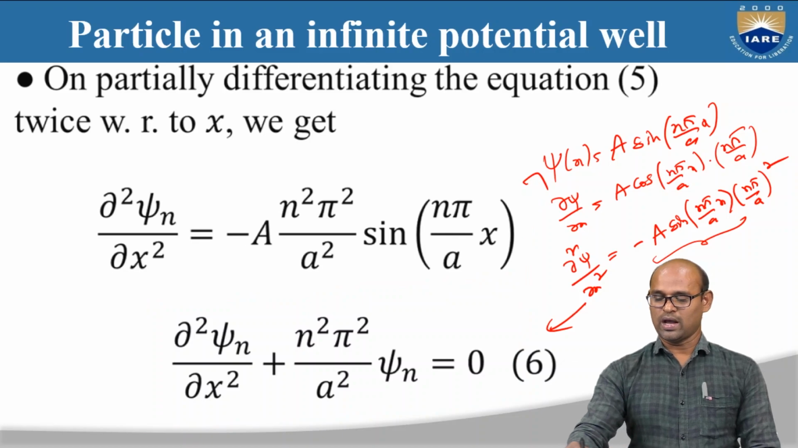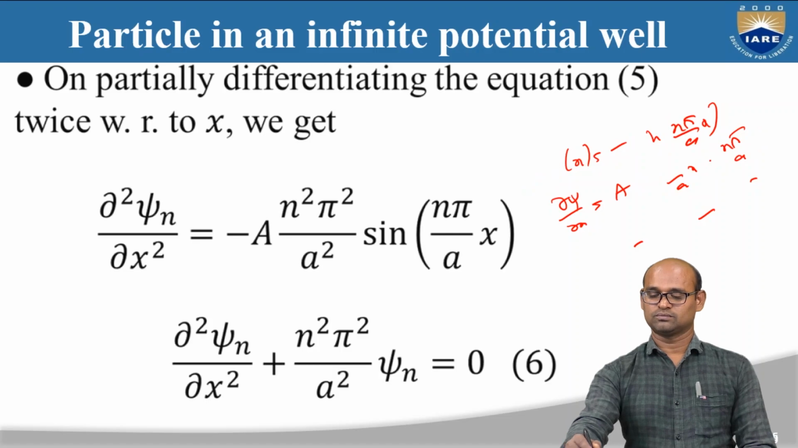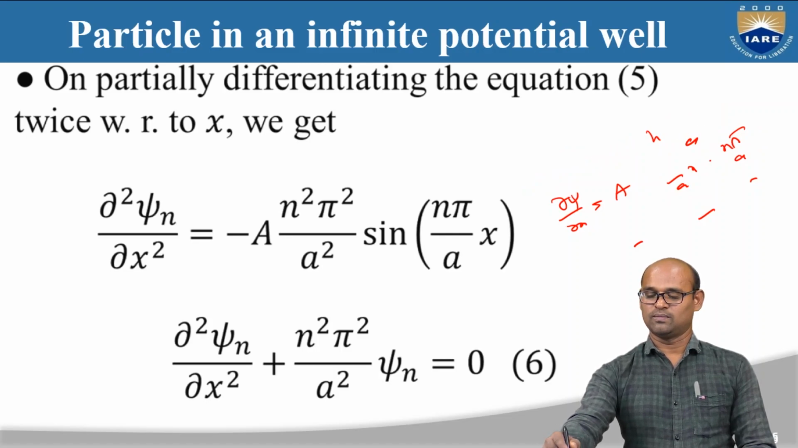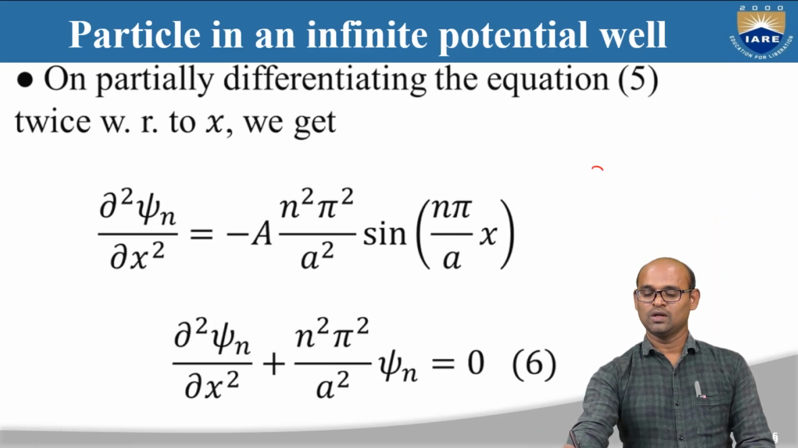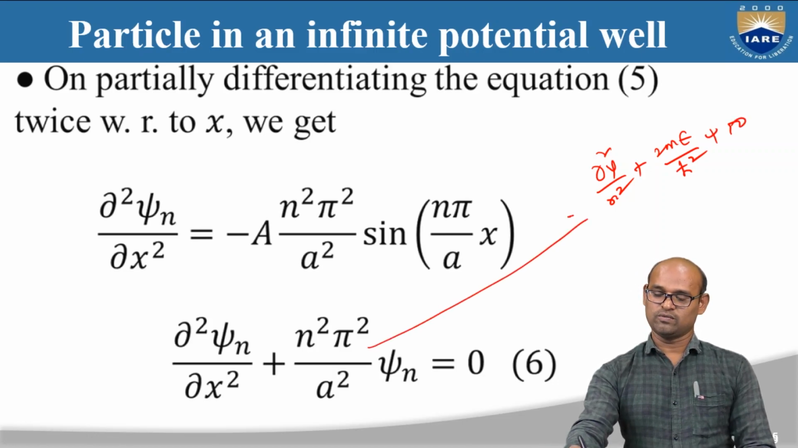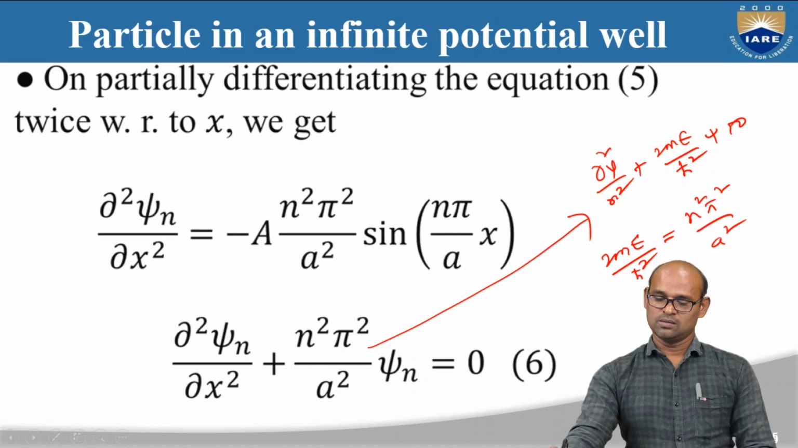Okay, so now I am going to compare this equation with the previous equation with alpha. Earlier I had one equation in the beginning, which is ∂²ψ/∂x² + (2mE/ħ²)ψ = 0. So when I compare these two equations, I find that 2mE/ħ² must be equal to n²π²/a².